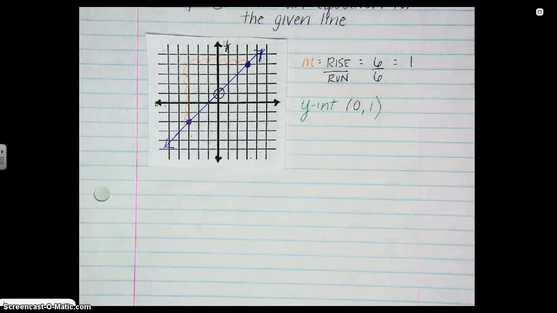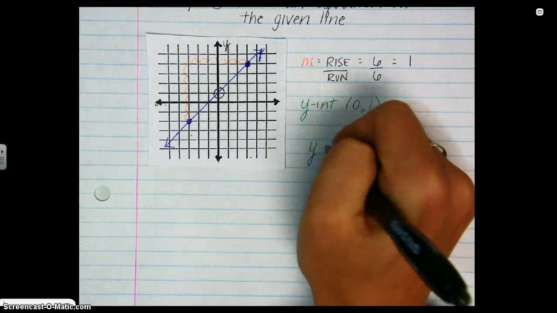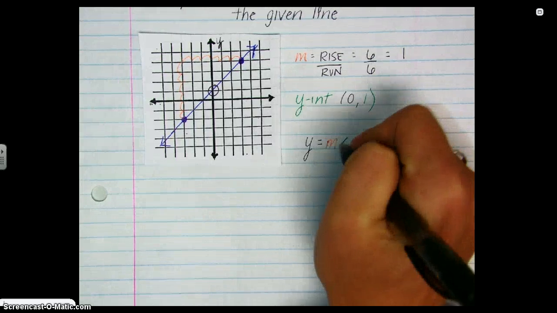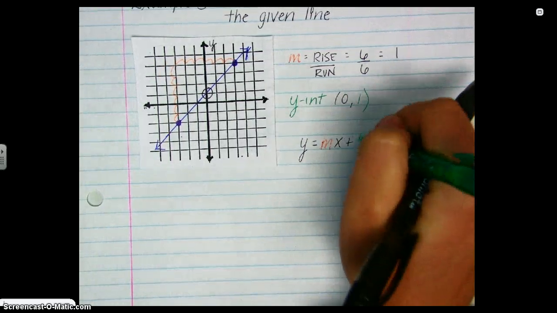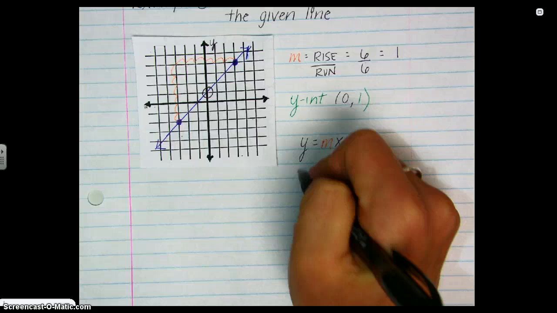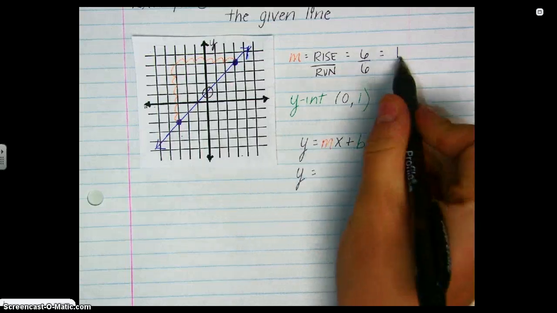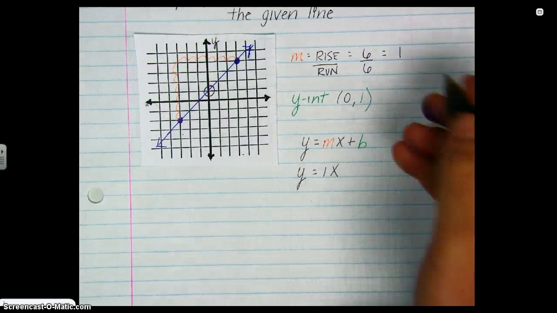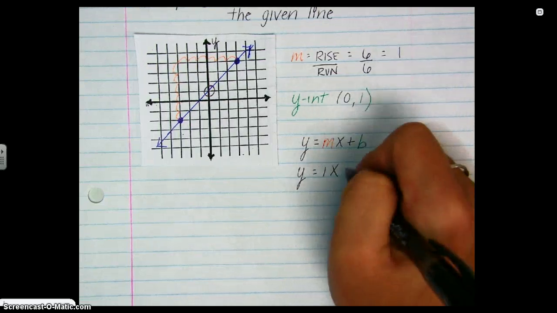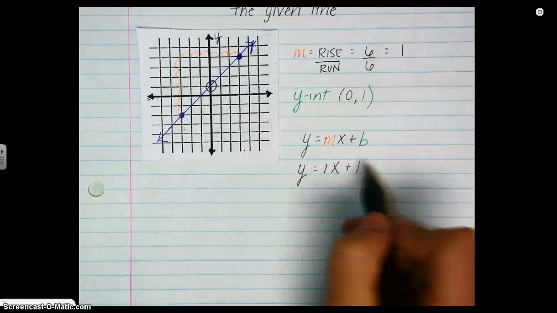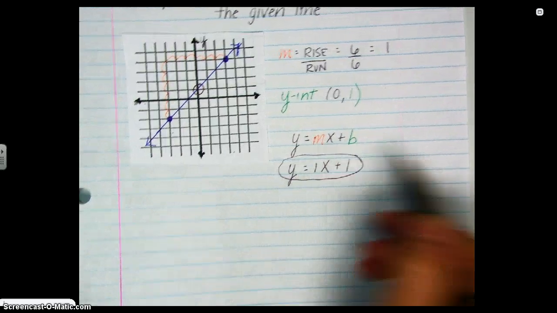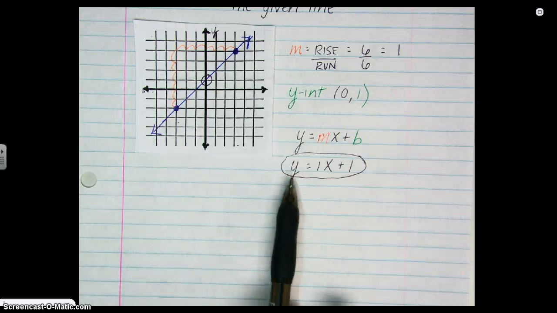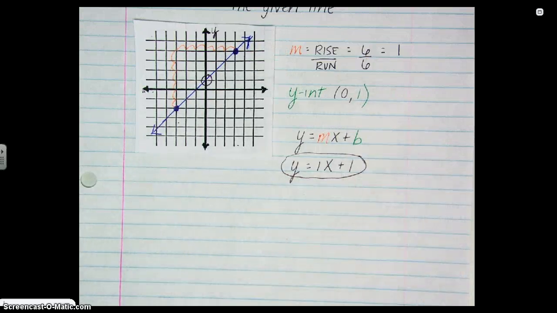Okay, so our equation, when we write it in y equals mx plus b form, is the following. y equals, again, our slope is 1, so that's 1x, or you could just write it as x, and then plus b. Our b is 1. So 1x plus 1. And so that is the equation of this line here. This line has the equation y equals 1x plus 1.